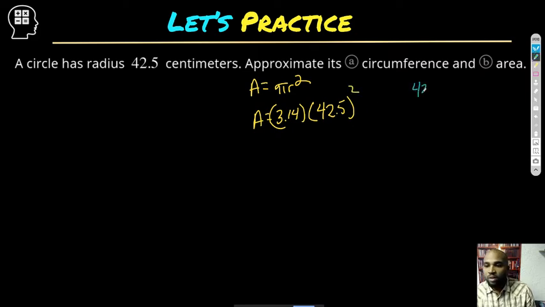42.5 squared is the same thing as 42.5 times 42.5. 5 times 5 is 25. 5 times 2 is 10, plus 2 is 12. 5 times 4 is 20, plus 1 is 21. And let's see, erase these because we got a lot of work to do on this one. I don't want to get confused. 2 times 5 is 10. 2 times 2 is 4, plus 1 is 5. 2 times 4 is 8.